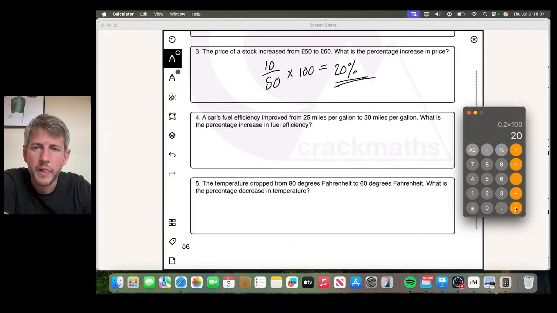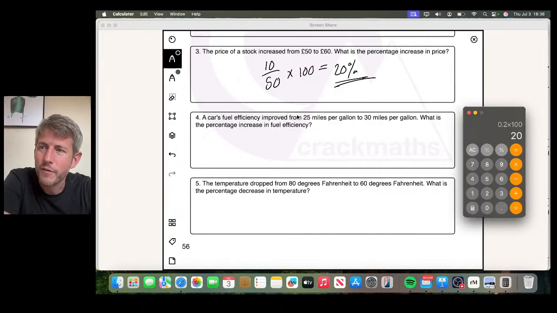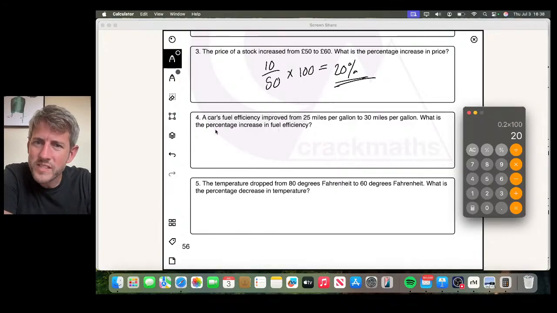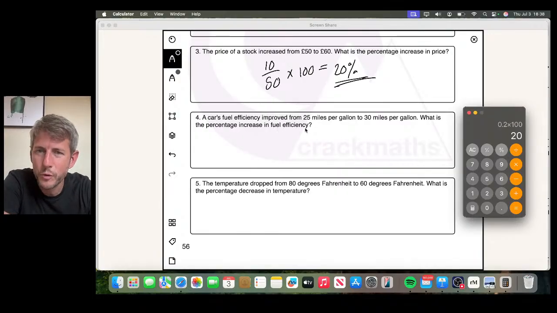Right. A car's fuel efficiency improved, oh nice, from 25 miles per gallon to 30 miles per gallon. I think that would be really bad. A gallon's like 8 litres, so 25 miles for every 8 litres, that'd be like 8 pounds of fuel. Actually, maybe, I don't know. Right, I'm getting sidetracked.